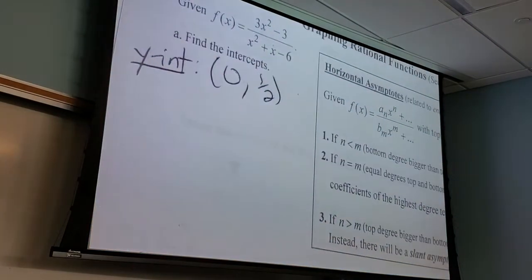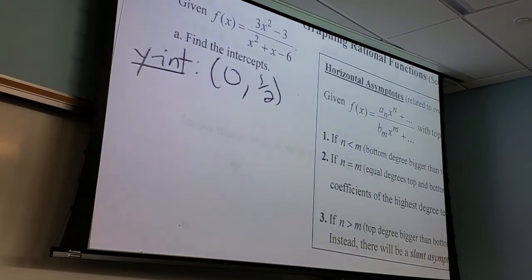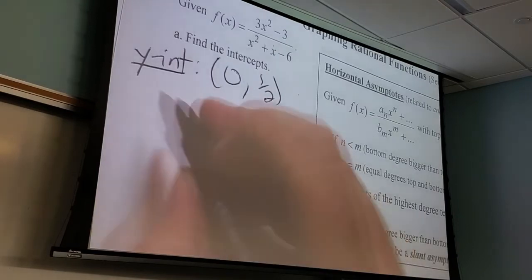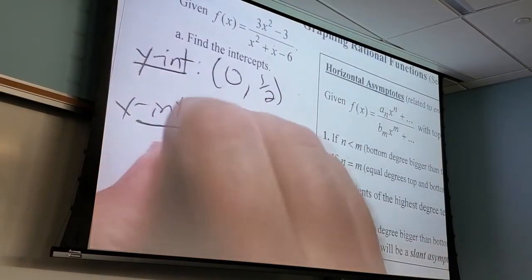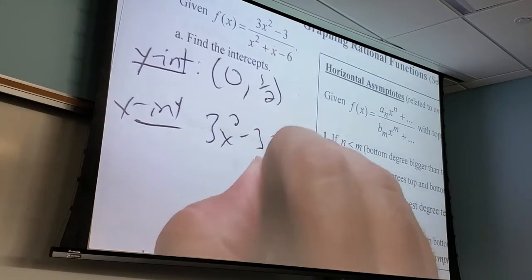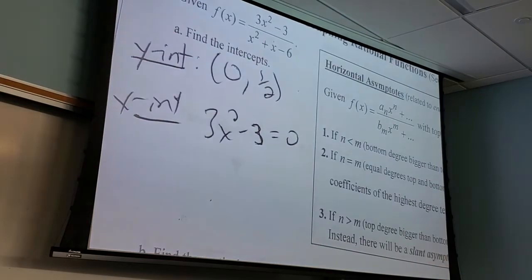Now, why are the x-intercepts on this problem a little harder than the ones we've done so far? What do I look at to get the x-intercepts? I look at what makes the top 0, yes? What are the x-intercepts supposed to do? They're supposed to make the function 0. The only way a fraction can be 0 is if the top is 0. So to figure out the x-intercepts, I have to figure out when 3x squared minus 3 is 0. What makes the top 0, right?